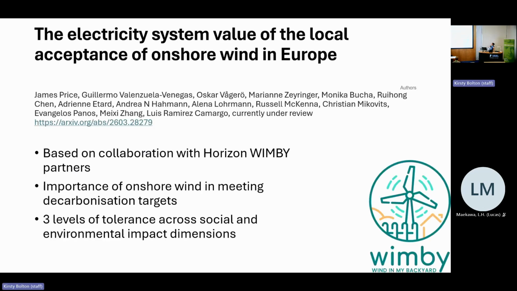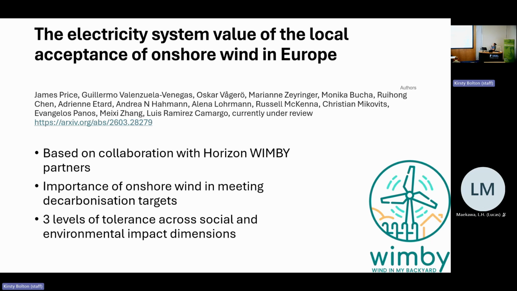In this one project called WIMBY, Wind in My Backyard, we were working together with social scientists. It was an EU project, and with environmental scientists to look at how to design a system that meets future electricity demand, meets our carbon reduction targets, but also takes care of the social and environmental impacts of onshore wind. This work, the publication is currently under review. We just addressed the reviewers' comments.